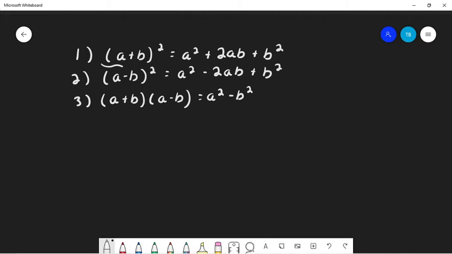The first one would be a plus b squared. So if we're squaring a binomial and we're adding the two terms together, the product will always exhibit the same pattern, namely a squared plus 2ab plus b squared.